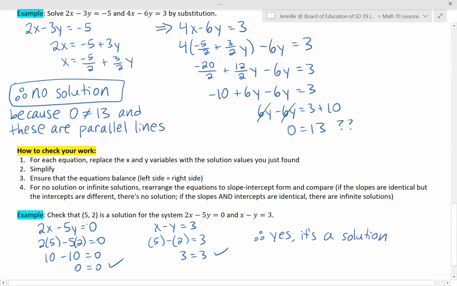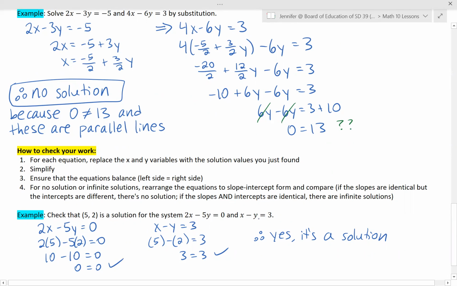So for example, if we wanted to check one of our earlier examples, check that (5, 2) is a solution for this system here. We're going to take the first equation and replace x with 5 and y with 2. And then you simplify. So this would give us 10 minus 10. That does in fact equal 0. Since our left side equals right side, our equation balances. So yes, (5, 2) is a point on this line.